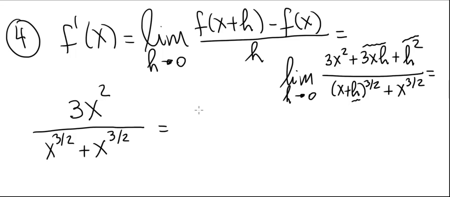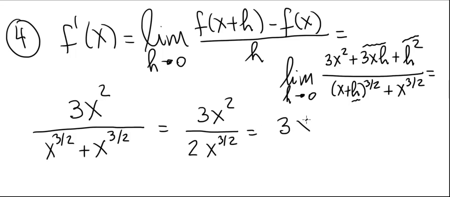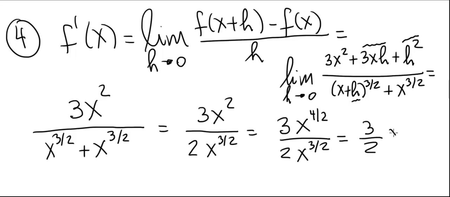So this is 3x squared divided by 2x to the 3 halves power. Of course, this is 3 times x to the 4 halves divided by 2 times x to the 3 halves. And the final answer is 3 over 2 times x to the 1/2 power. That's the derivative of x to the 3 halves power.